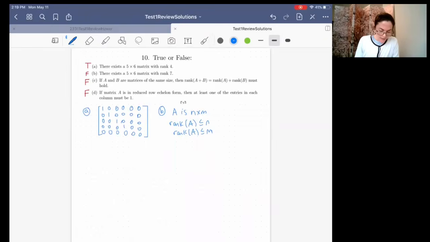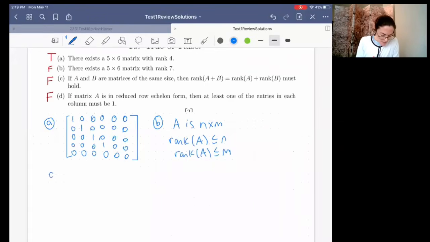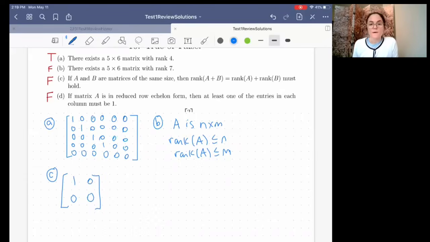We are moving on to C. This is definitely not the case. In fact, I can find some 2 by 2s that fail. Here's a 2 by 2. What's the rank of this? It's 1. Here's a 2 by 2.